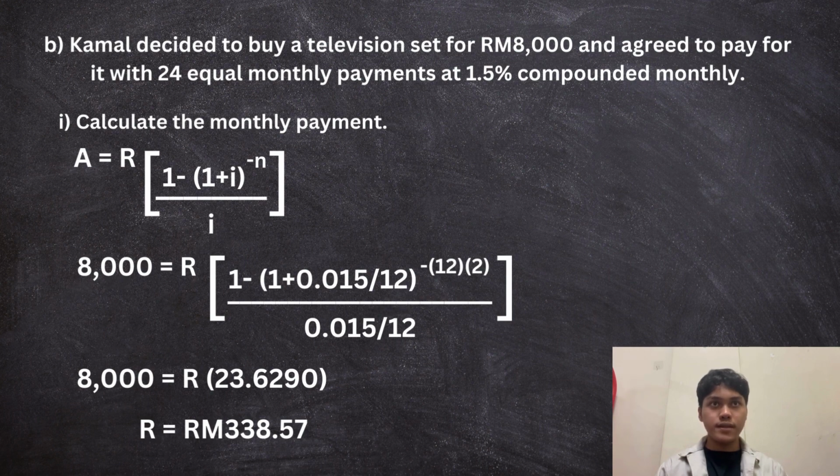Times 1 minus (1 plus 0.015 over 12) to the power of negative n, where n equals 12 times 2, divided by 0.015 over 12. After we calculate the equation in the brackets, we make R the subject. We bring the amount in the brackets to the 8,000, so it becomes 8,000 over the amount in the brackets. After that, we get the answer for the monthly payment: 338 ringgit and 57 cents.